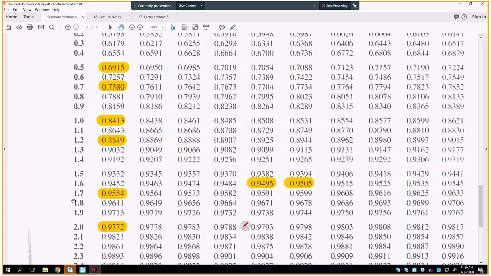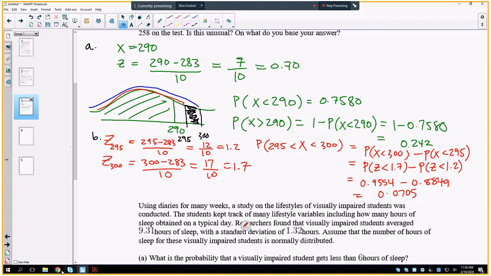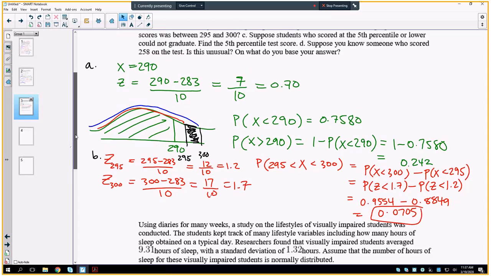Did I get those right? I think so. Okay, so the probability of having a score between 295 and 300 is 0.0705. Last question. Oh, no, not the last question.